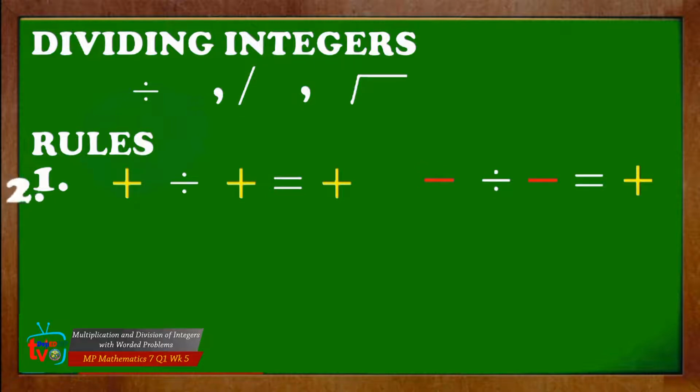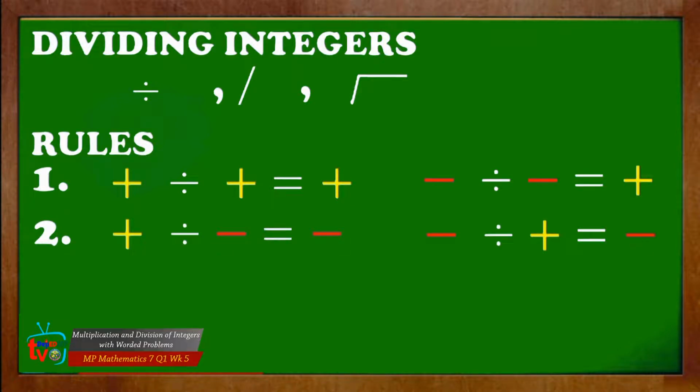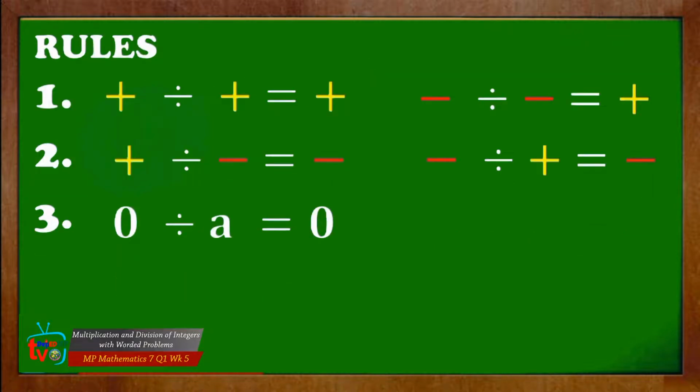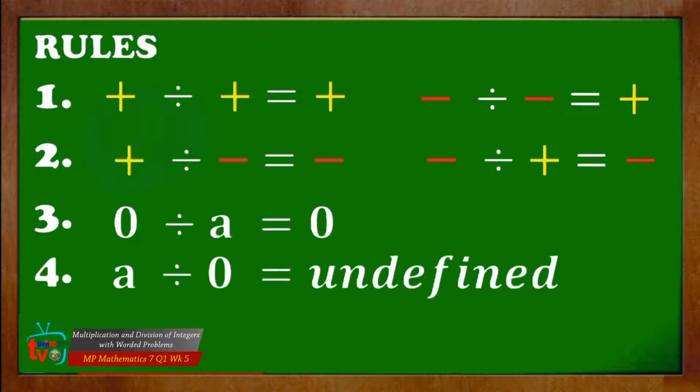Number 2, dividing different signs is negative. Number 3, 0 divided by a non-zero number is always 0. And number 4, any number divided by 0 is undefined.